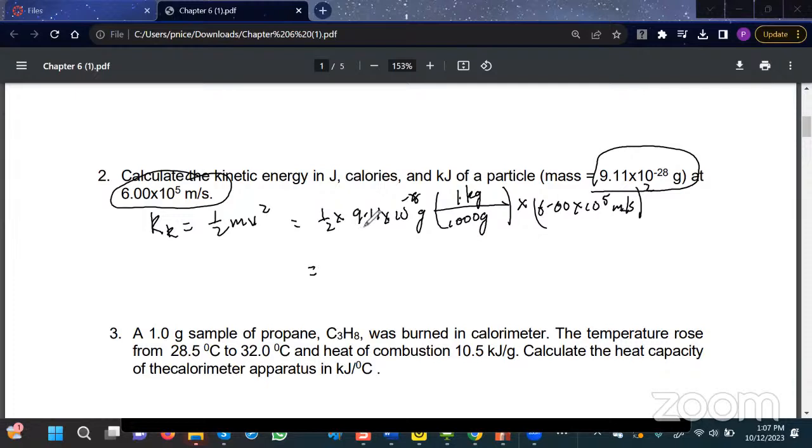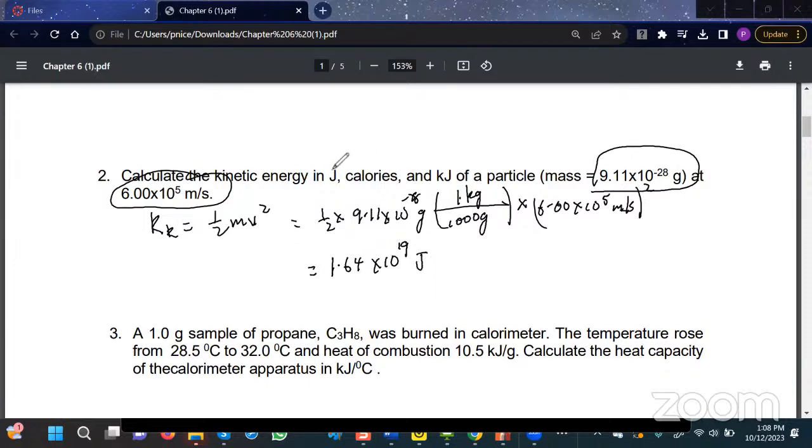And that's basically it, right? So let me do that calculation. That's 0.5 times 9.11 times 10 to the minus 28, and then divide by 1,000, and then I multiply by 6 times 10 to the 5 squared. According to my calculations, this works out to be equal to how many sig figs? Okay, 3 sig figs. So 1.64 times 10 to the minus 19, and the units would be joules, right?